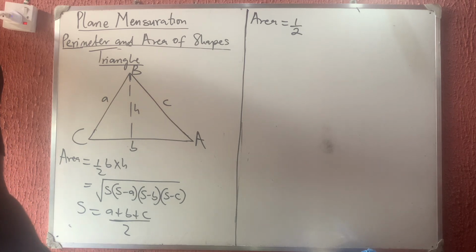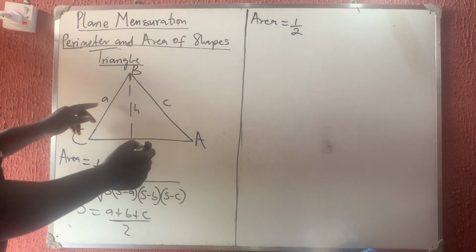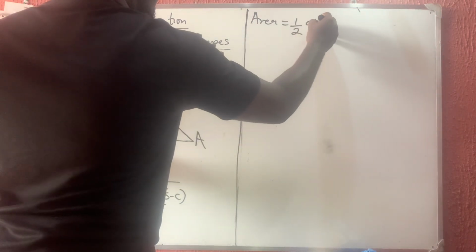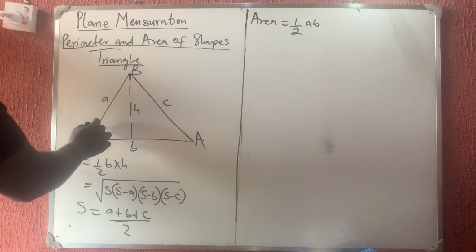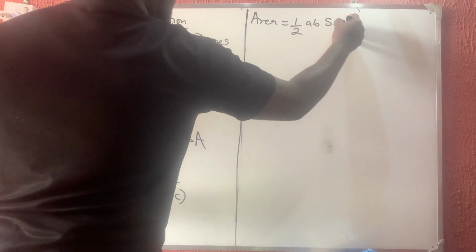What do I mean by included? Included in the sense that the angle must be in between the two sides you are using. So if I'm using A and B, then the angle I'm using must be this angle that is in between A and B. So it's going to be 1/2 AB sine C.